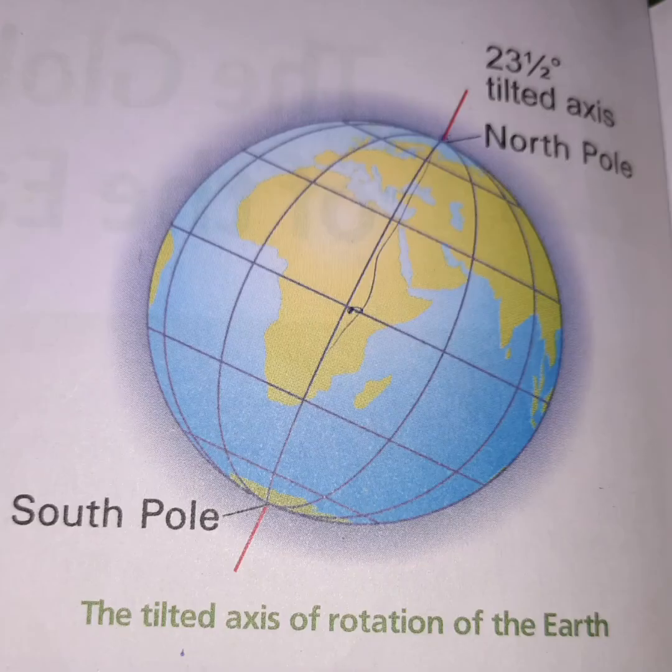Okay. Students, let's see the picture. You can see here we have the North Pole on the upper side of the globe and the South Pole on the lower side of the globe. You can see a line that touches the North and South Pole, that is called the axis, and it is tilted at an angle of 23.5 degrees.